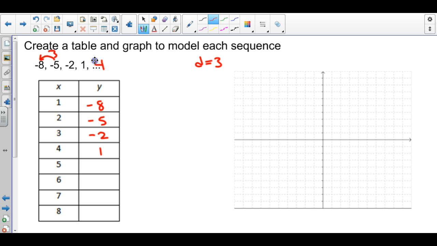So 1 plus 3 is 4. 4 plus 3 is 7. 7 plus 3 is 10. And 10 plus 3 is 13. So that would be my next 4 values in the sequence.